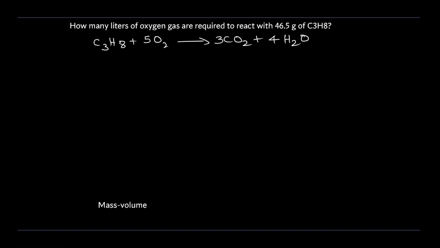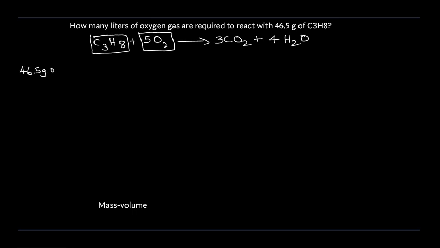And now let us say a conversion that is between mass and volume. For this one, the question is, how many liters of oxygen gas are required to react with 46.5 grams of propane? First, I will see which are the two components we have to connect, propane and oxygen. I got that, and it is a balanced chemical equation, and then I have to start with what is given.